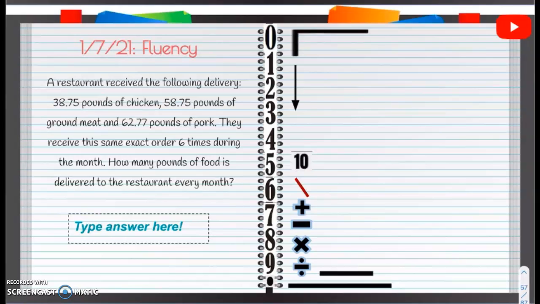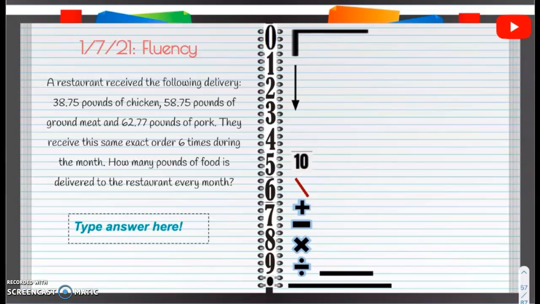January 7th, 2021, Fluency. A restaurant received the following delivery: 38 and 75 hundredths pounds of chicken, 58 and 75 hundredths pounds of ground meat, and 62 and 77 hundredths pounds of pork. They received this same exact order 6 times during the month. Ooh, that's a lot. That's good though. How many pounds of food is delivered to the restaurant every month?